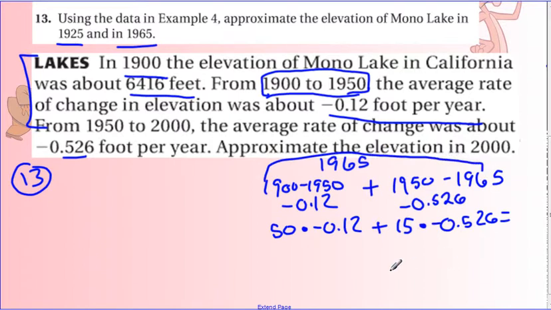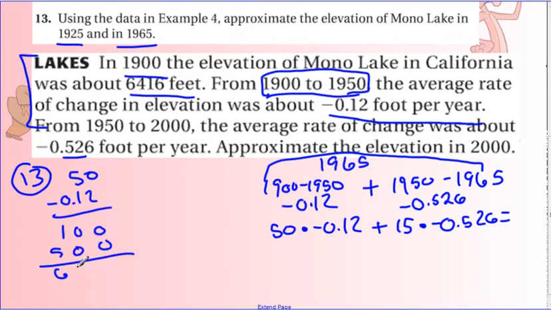Okay, so let's do this part first. We're going to take 50 times negative 0.12. Carry the 1. Drop down, add a 0, 0, 5, add it up, 6, 0, 0. Two numbers after the decimal in the problem, two numbers after the decimal in the answer. The signs are different. The answer is negative. So in those first 50 years, it went down by 6 feet.